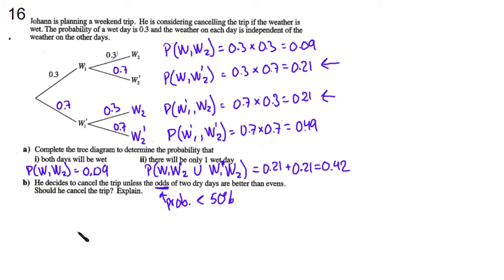So the probability of 2 dry days, or not wet days: day 1 would have to be not wet, day 2 would also have to be not wet. Well, we know that probability is right down here, it's 0.49. 0.49 is less than 50%, or the probability of 0.5. So that means that he should cancel the trip, although it's right on the edge there, right?